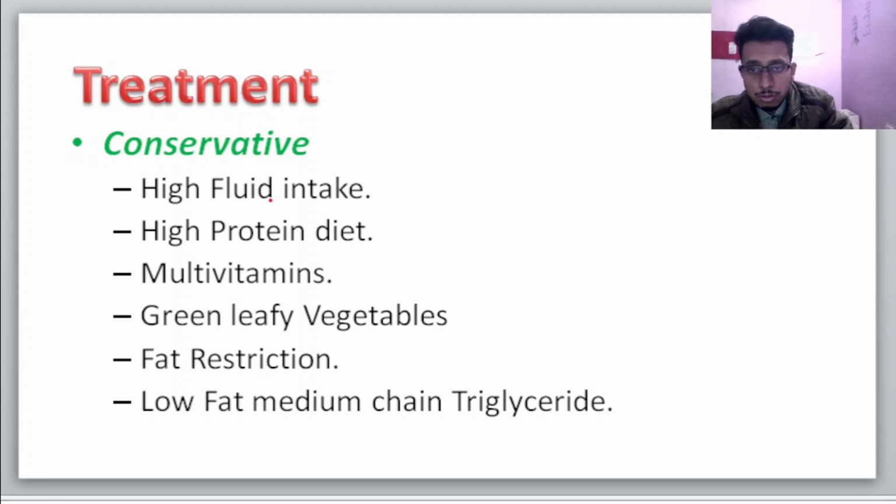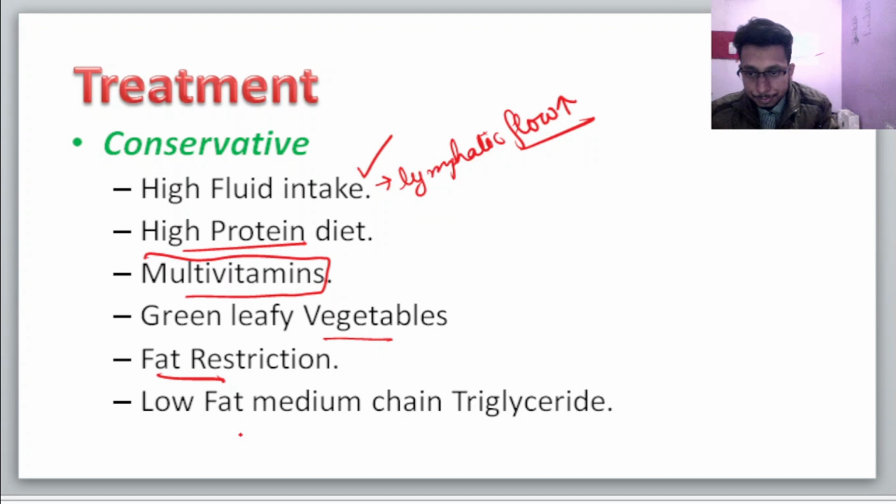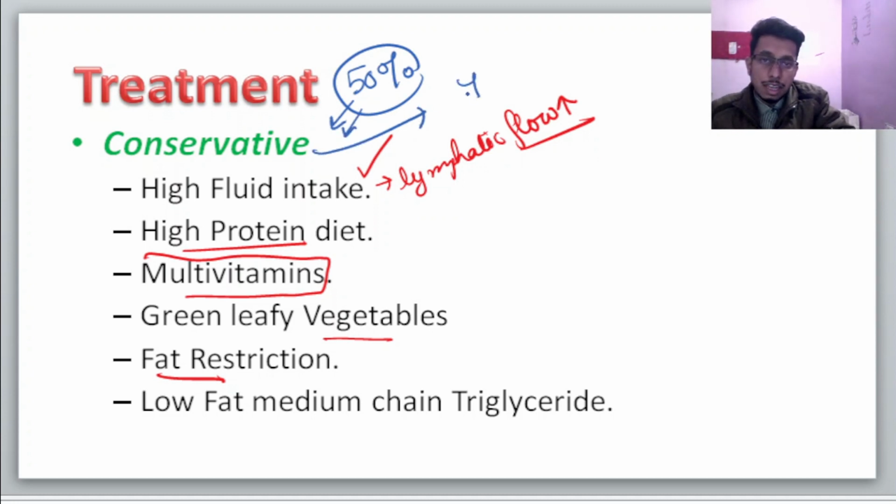Coming to the conservative approach, it includes high fluid intake so that lymphatic flow increases. In dietary plan, the goal should be fat restriction and a high protein diet, as well as intake of multivitamin and green leafy vegetables. Natural history of chyluria is unknown, and up to 50% of the cases resolve spontaneously with conservative treatment, and this has a success rate of around 70% of cases.